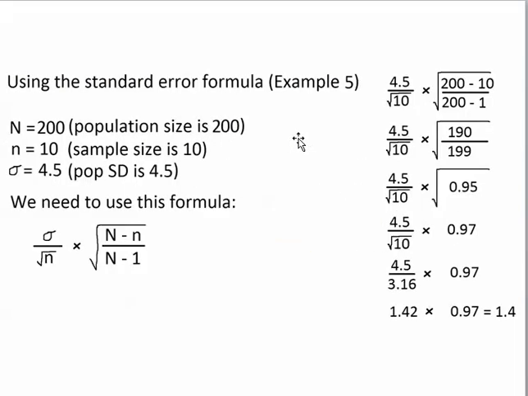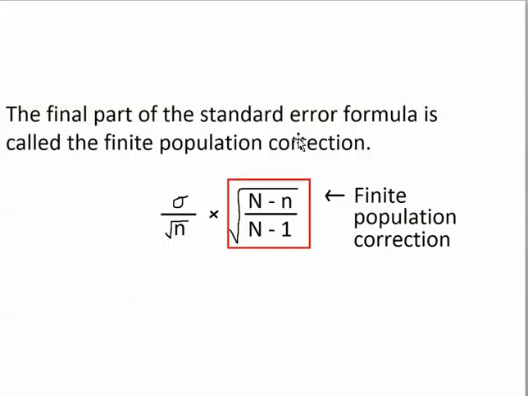Now let's talk about this right here. This part of the formula is something called a finite population correction, which means this part of the formula actually only has to be used when the population size is small. And I'll tell you what I mean by that. If the population is actually much bigger than the sample size, like how it is in most studies, this part can actually be left off. And this is actually the standard error formula right here.